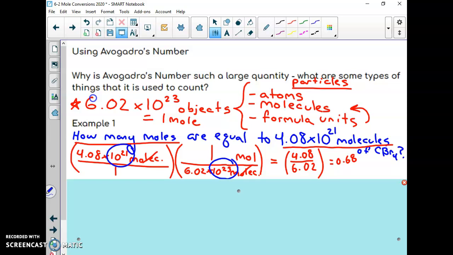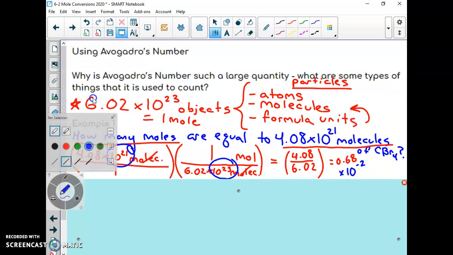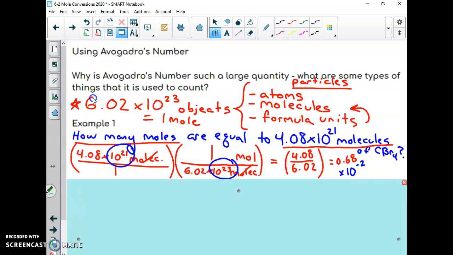So 10 to the 21st minus 10 to the 23rd, well, 21 minus 23 gets you -2. So we end up with 0.68 times 10 to the -2. And this is the most annoying part of this. Sadly, this is not in scientific notation. I know this is kind of a lot, but we can put it in scientific notation real easily.